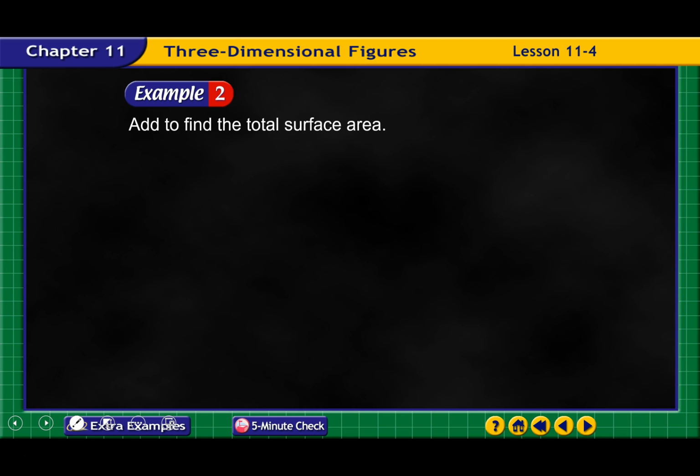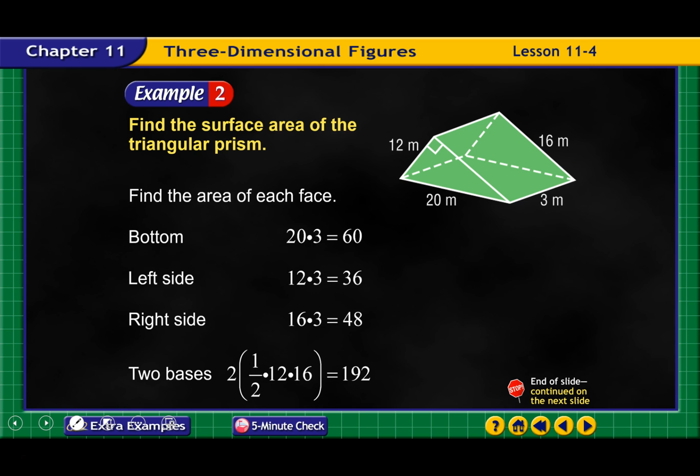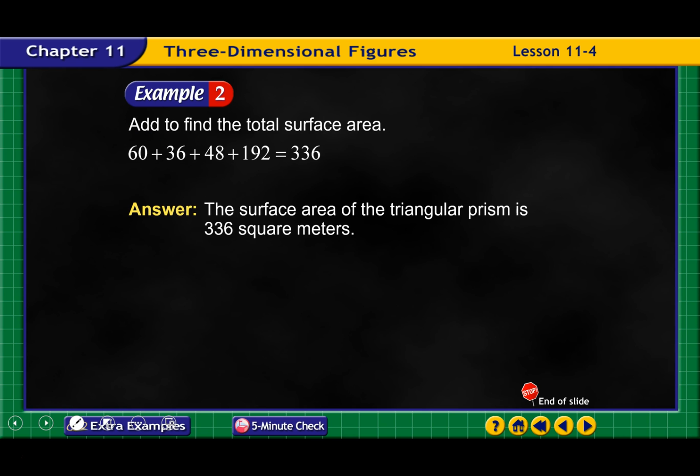So then you're going to add all of those together. 60 plus 36 plus 48 plus 192 equals 336. So it would be 336 square meters, or meters squared.